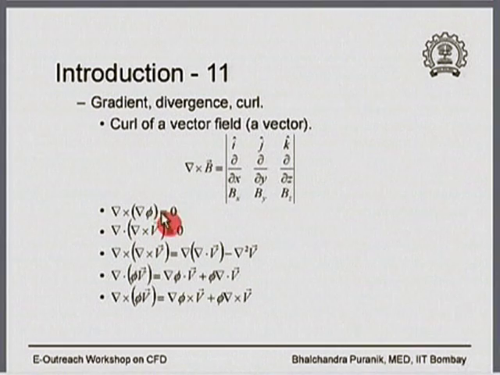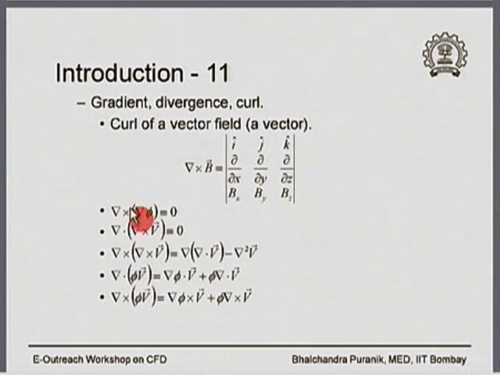So, for example, if you look at the very first one, what we are dealing with here is a curl of a gradient of phi. So, the curl is the outside operation, gradient of phi is the inside operation, phi is a scalar here. So, gradient of phi is giving you a vector, and then you are finding the curl of that vector in the outer operation. And it turns out that whatever be the phi, the curl of a gradient of phi will always be 0.